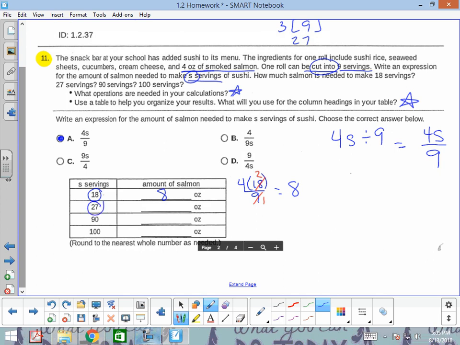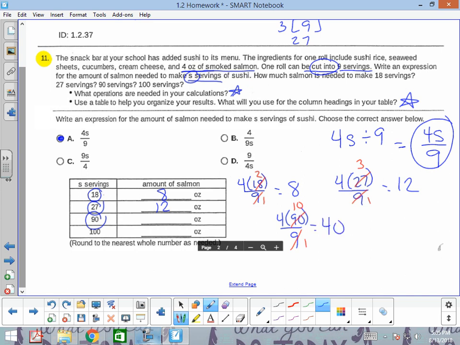Next one is 27. So I'm multiplying 4 times 27 and dividing by 9 again. I'm using this expression every time. So again, I'm going to reduce. 9 and 27 both divide by 9. So 4 times 3 is 12. All right, let's do 90. I'm getting a little bigger. 4 times 90 divided by 9. Again, 9 and 90 will both reduce by 9. And so 4 times 10 is 40.